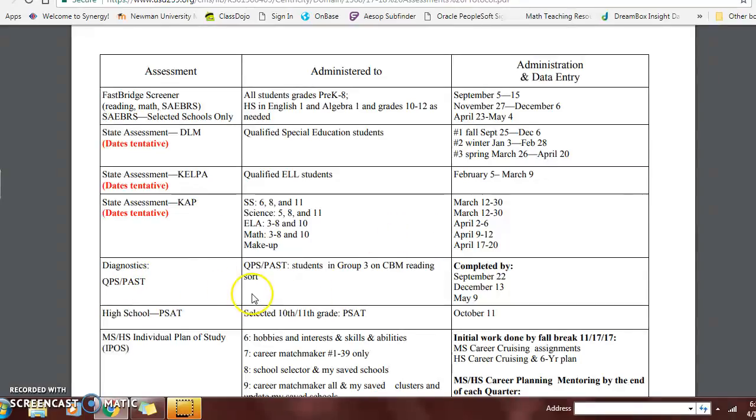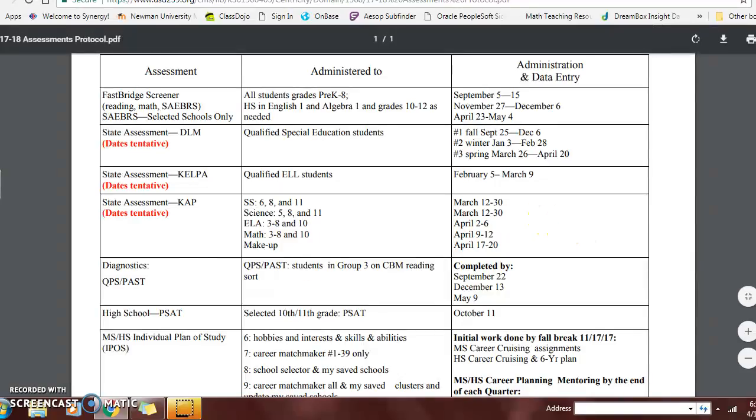Then after they do the FastBridge, if they score low for the CBM reading, they go to the diagnostics, where we give them the QPS or PAST. That tells us what levels or what gaps they're missing, so we know where to start their intervention for reading tier.